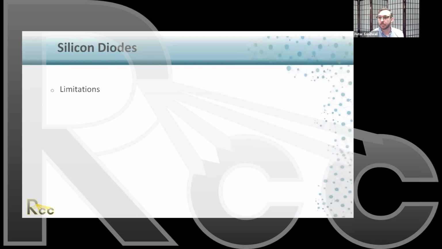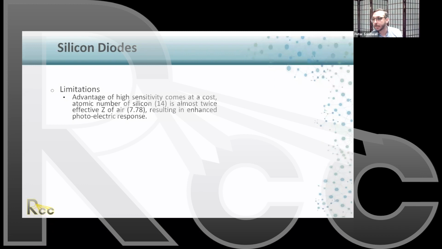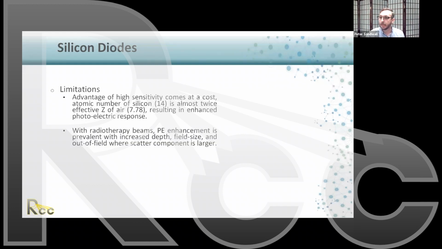Some of the limitations with silicon diodes: that high sensitivity comes at a cost. It's highly sensitive because it's a dense material, but it's also a higher atomic number. It's almost twice that of the effective Z of air, so it's 14 versus 7. And we know the photoelectric effect is dependent upon Z. So you're going to get a lot more low energy photon response. When you've got increased amounts of scatter, whether at depth or out of field, you're going to get an over response.